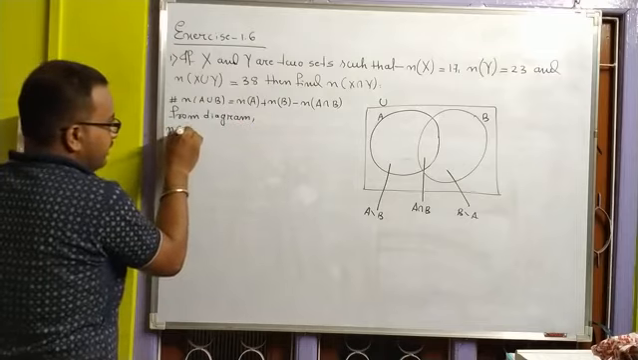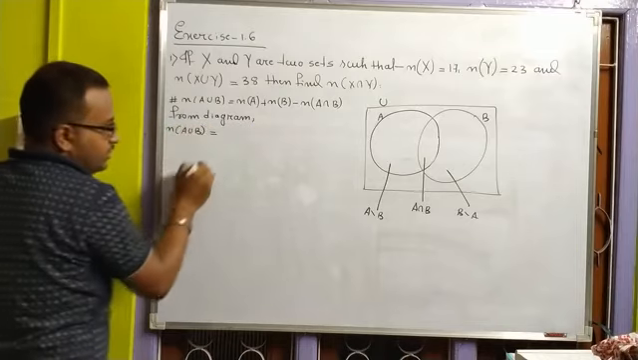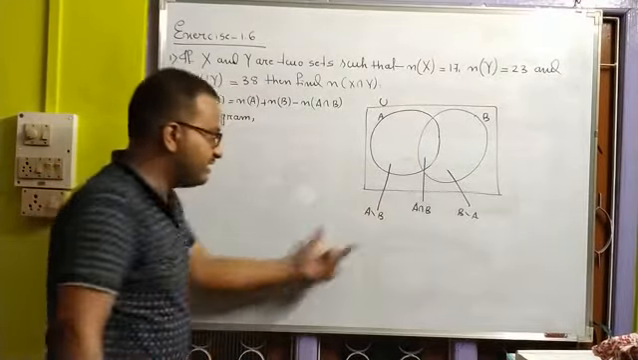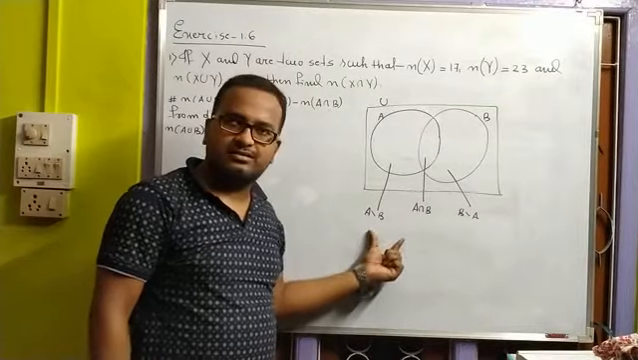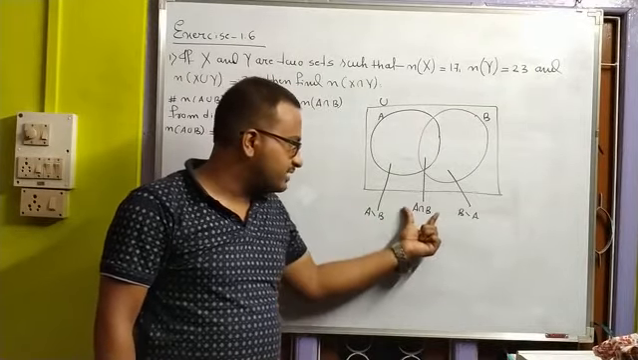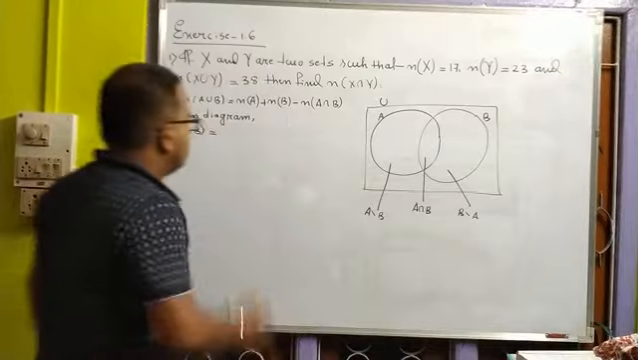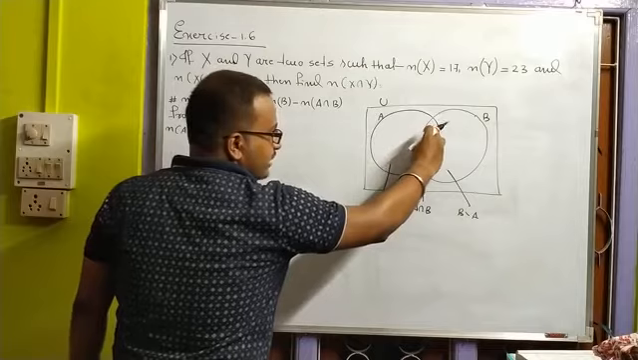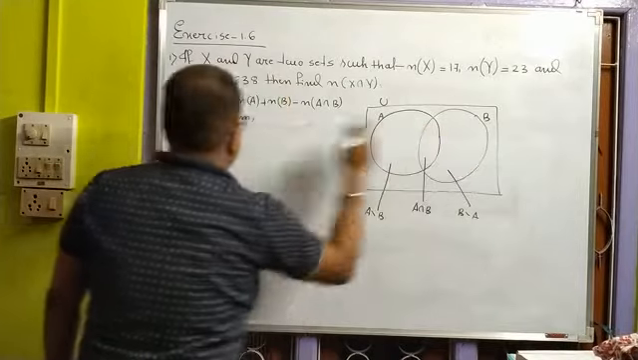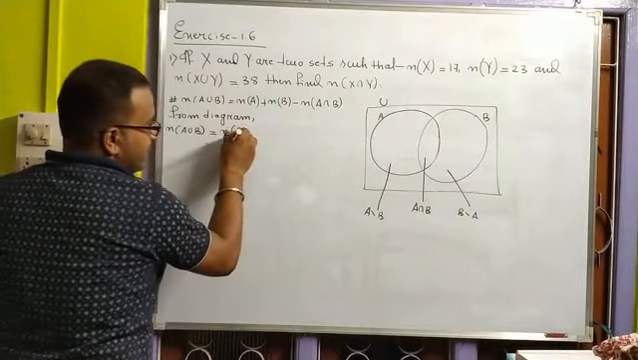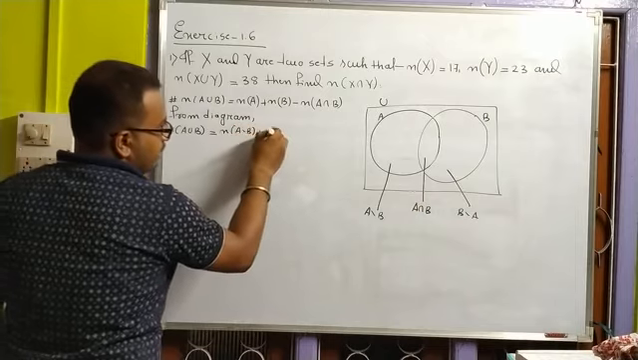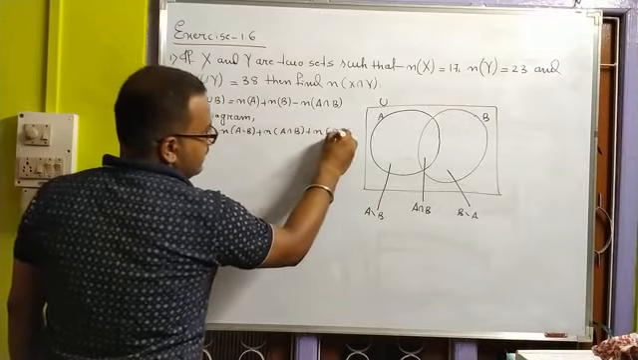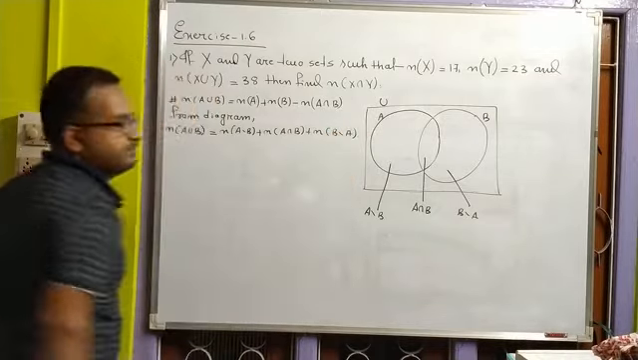So definitely I can write from the diagram: the number of elements of A union B is equal to what? First of all, these three sets are distinct sets. This one is distinct from this, and this one is distinct from this. So this equals the number of elements of this region plus the number of elements of that region plus the number of elements of this region. So the number of elements of the set A difference B plus the number of elements of the set A intersection B plus the number of elements of the set B difference A.